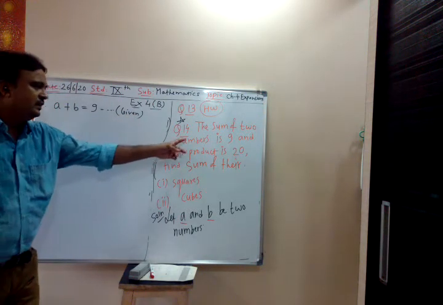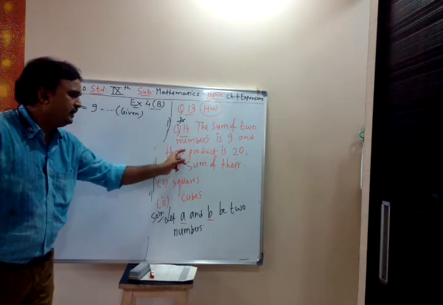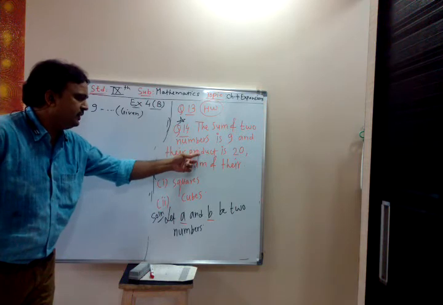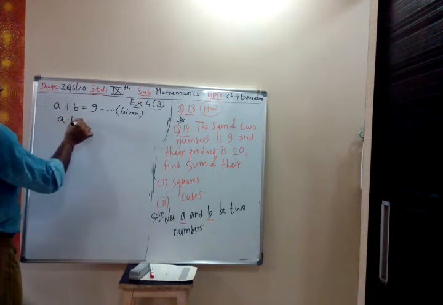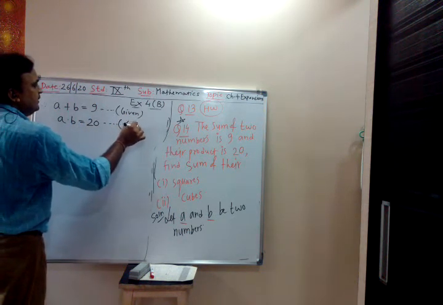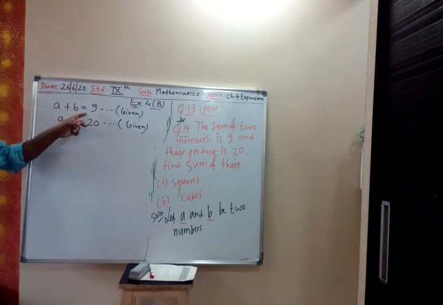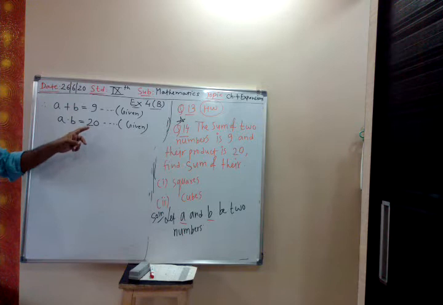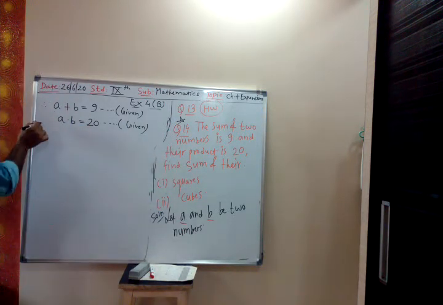Second condition, their product, meaning the multiplication of the two numbers, is 20. That means A into B is 20. So these two conditions are given: the sum of the two numbers is 9 and the product of the two numbers is 20. Then it is asked to find the sum of their squares.